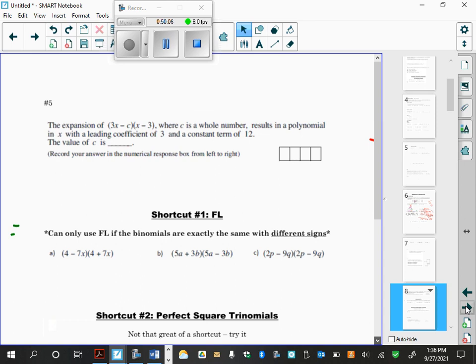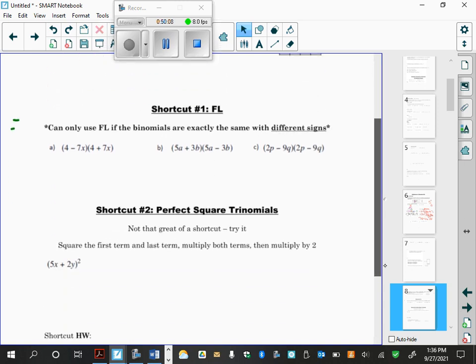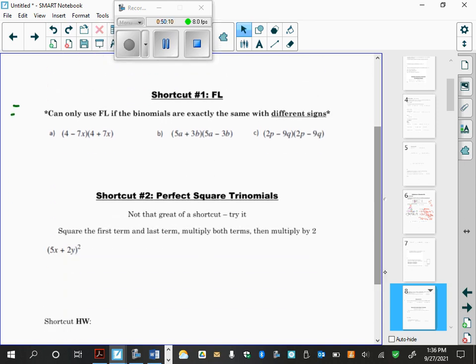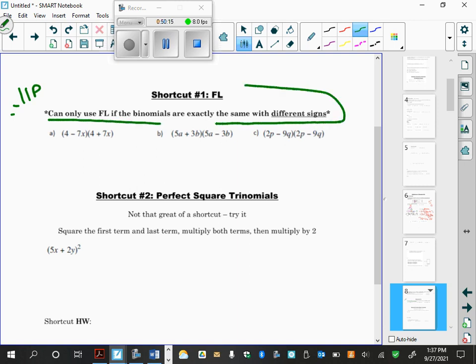Homework, page 6, 7, 8. Here's our shortcut. Here is our important information page. You FLAW, you don't need to do this part. You FLAW only if it's exactly the same with different signs. Because if it is exactly the same, different signs, one addition, one subtraction, your middle terms are going to be plus 4b and negative 4b. One's going to be subtract 7ab and one's going to be plus 7ab. They're going to cancel because they have different signs.